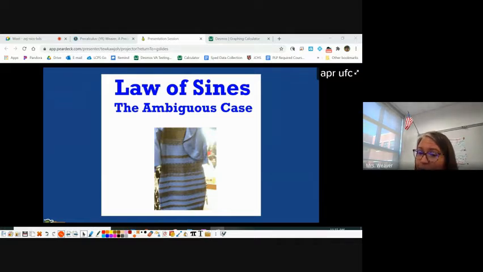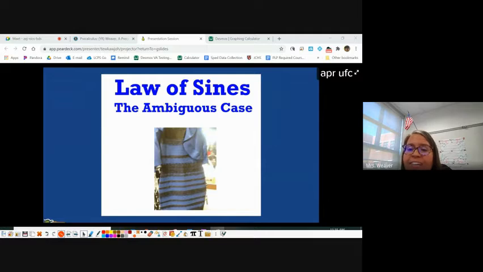It tends to be younger people that see the blue and black dress. What do you guys see when you look at that picture? White and gold, blue and black? Okay, so we have a mix. Jada sees the blue and black. Nicholas sees the blue and black. I see the white and gold. So does Omar. I'm not alone here.